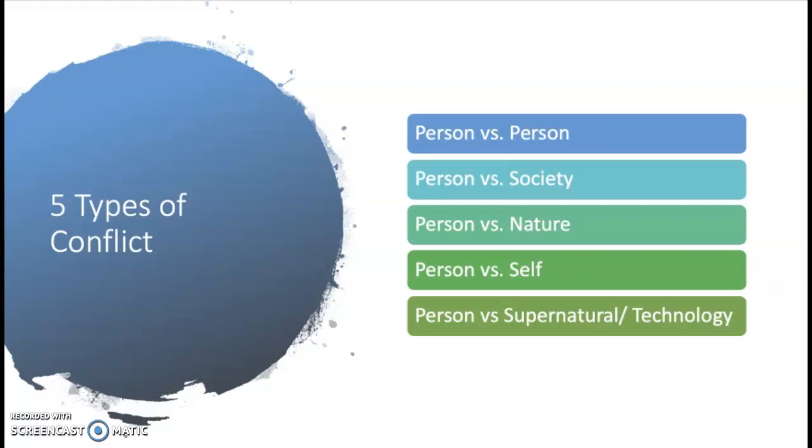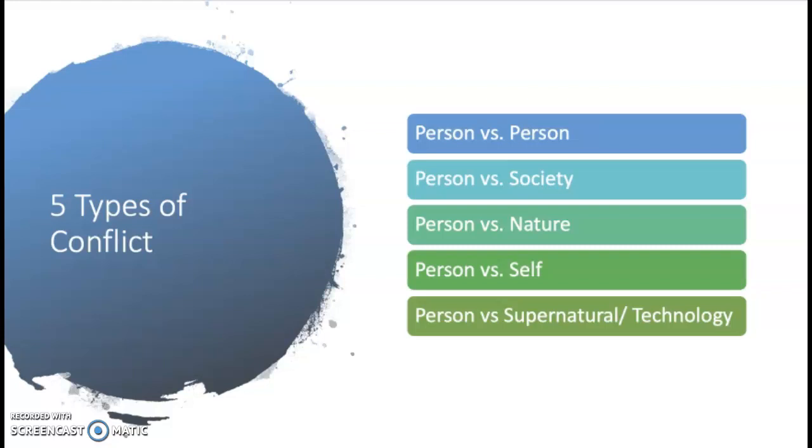The next type is person versus society. This is any time a character is opposed by a force larger than them that is intrinsic to the way that their culture or society works. So for instance, person versus racial constructs of society, person versus gender issues in society, person versus financial or class-based issues in society. Pretty easy to spot.